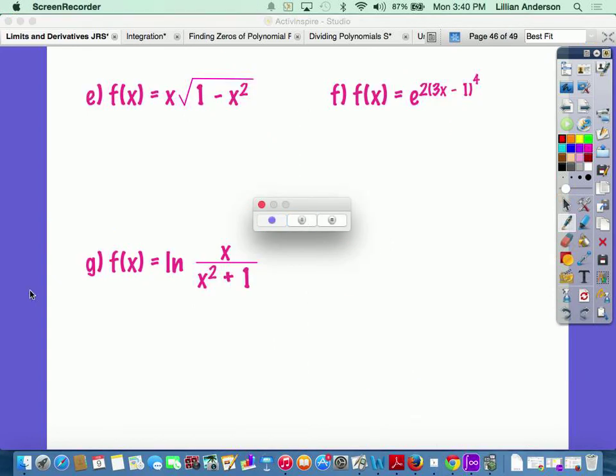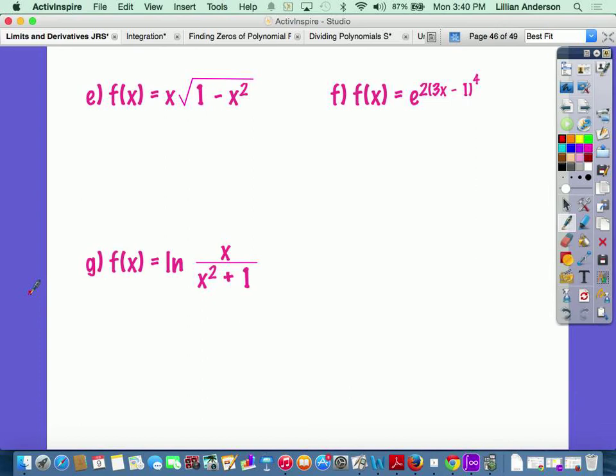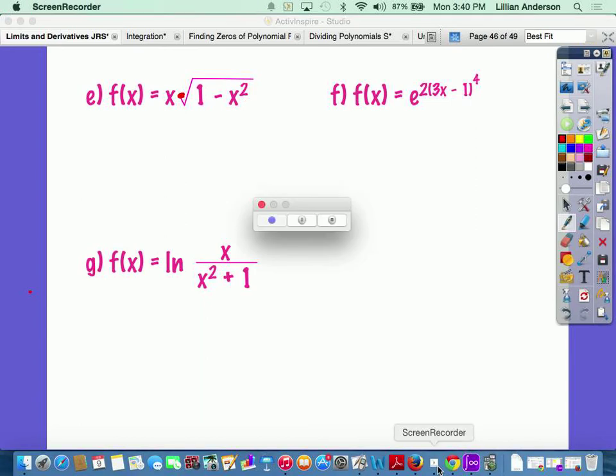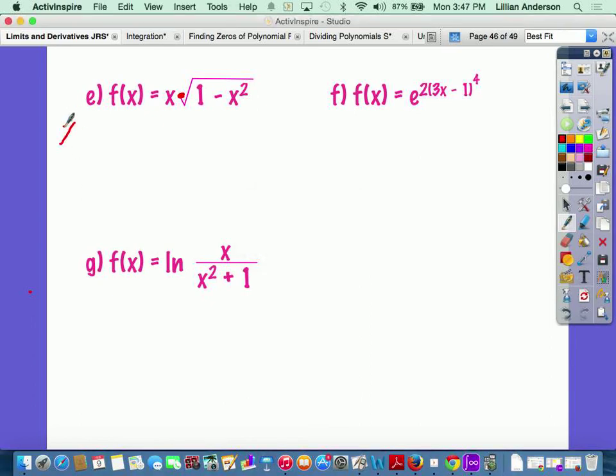rule. Here are a few problems that involve some of our other rules like product and quotient mixed in with chain rule. If you look at E, this is product rule. You'll have x times the square root of 1 minus x squared. And remember, product rule says the first times the derivative of the second plus the second times the derivative of the first. So as we apply the product rule, remember it's the first times the derivative of the second.